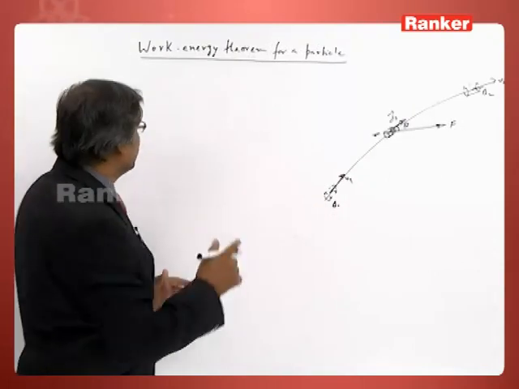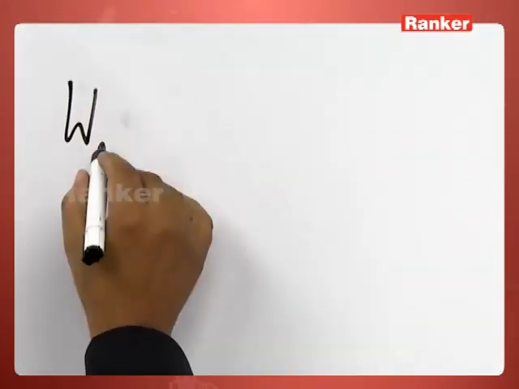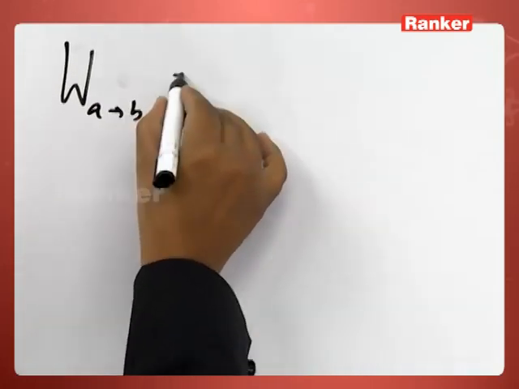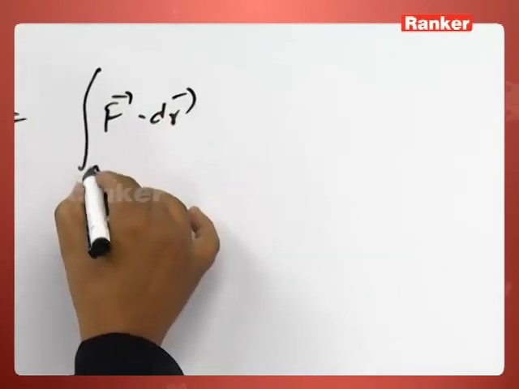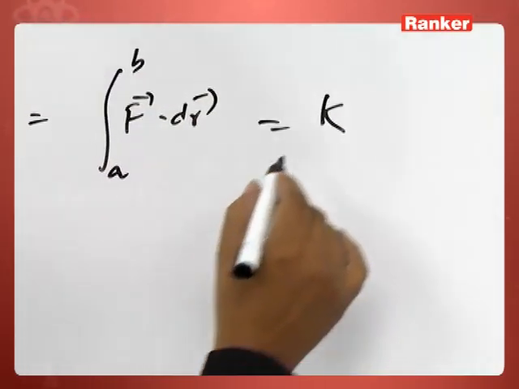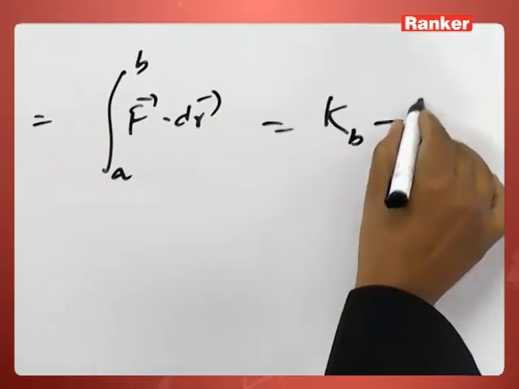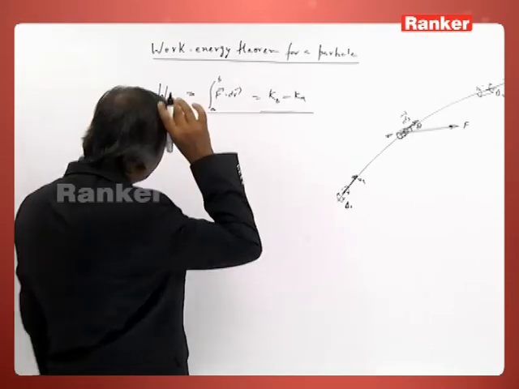Now in the work energy theorem, that is work done from A to B, I write this as the integral of F dot dr from A to B is equal to the change in kinetic energy, KB minus KA. So in terms of A and B we write like this.